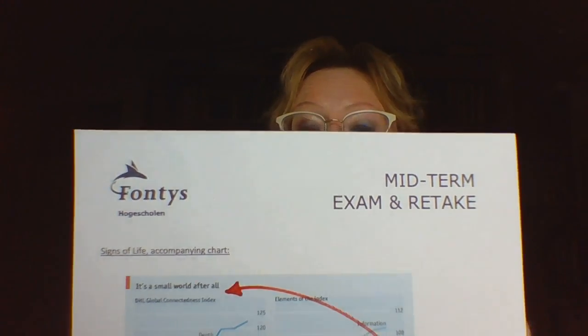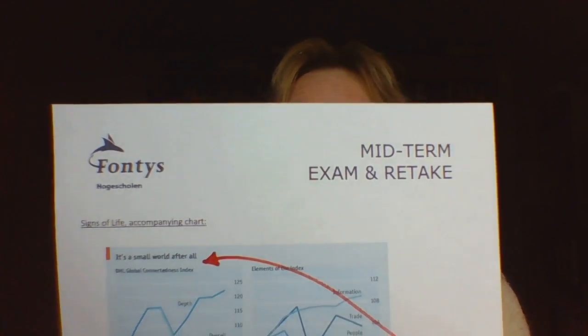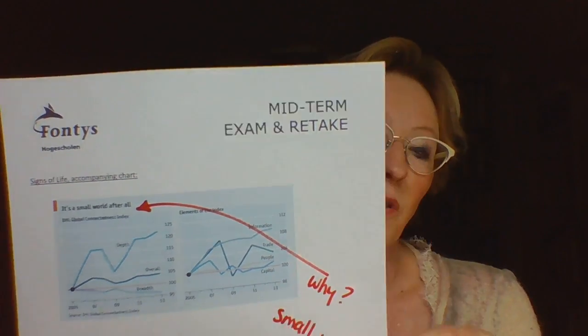It's a small world after all. Another thing I ask why. Why is it a small world? What's that about? Small world is caused by globalization. And it's a small world after all, because, according to the writer, globalization is still around. So this is my first sort of real draft.